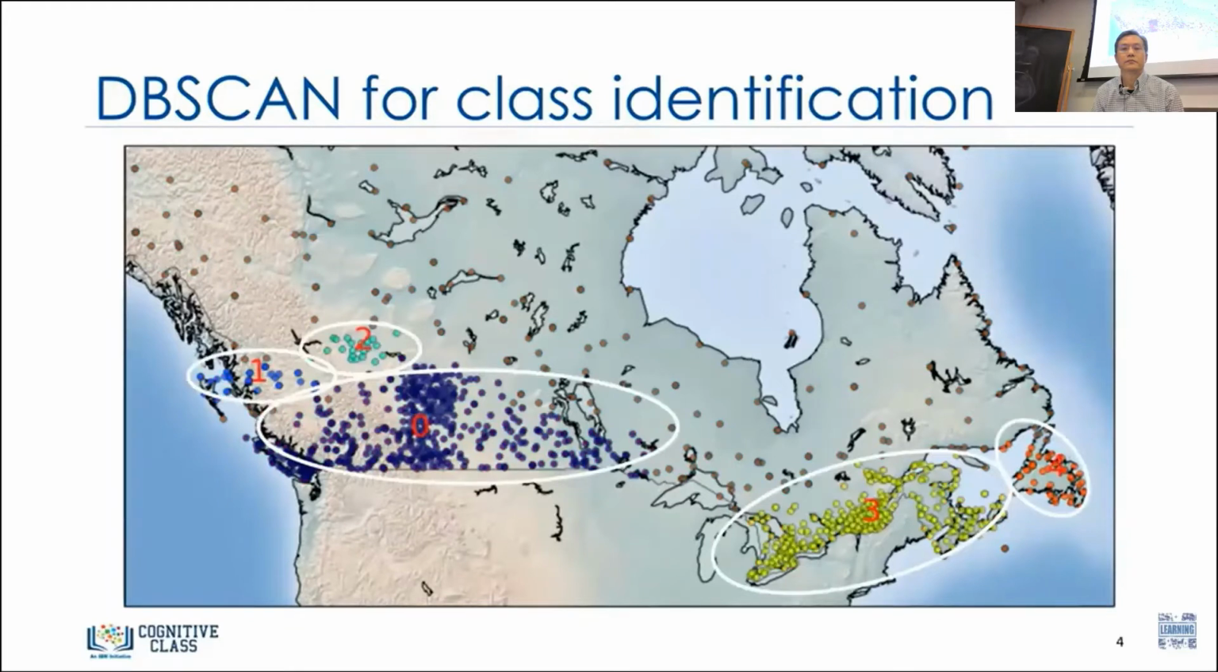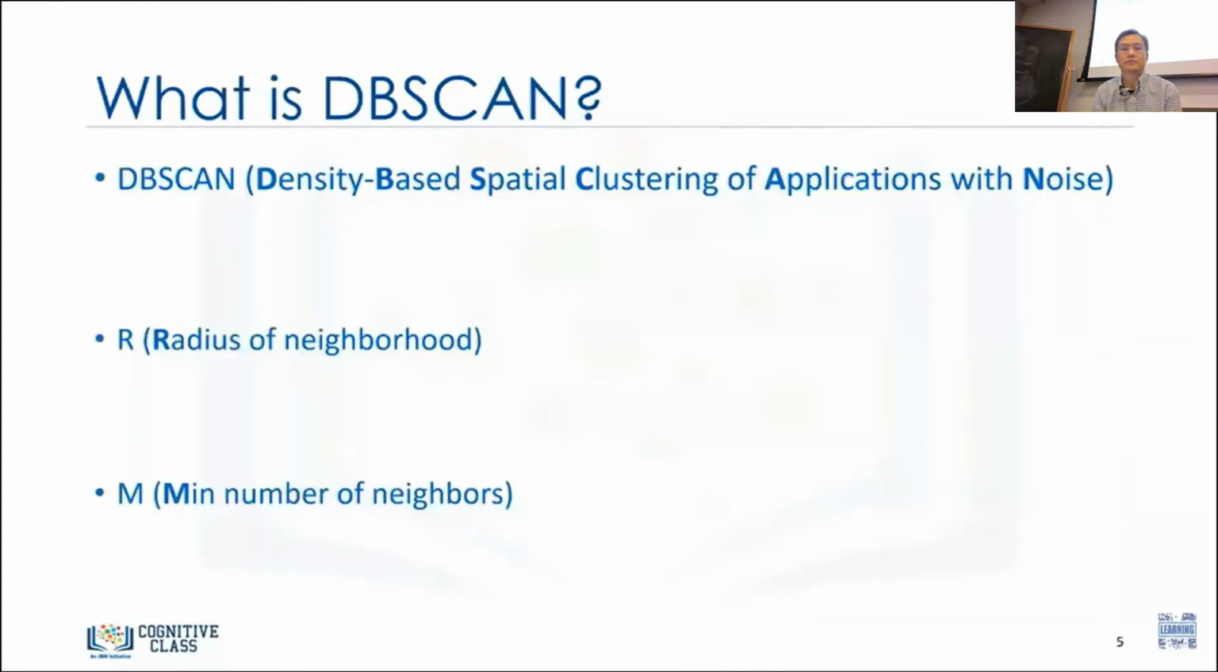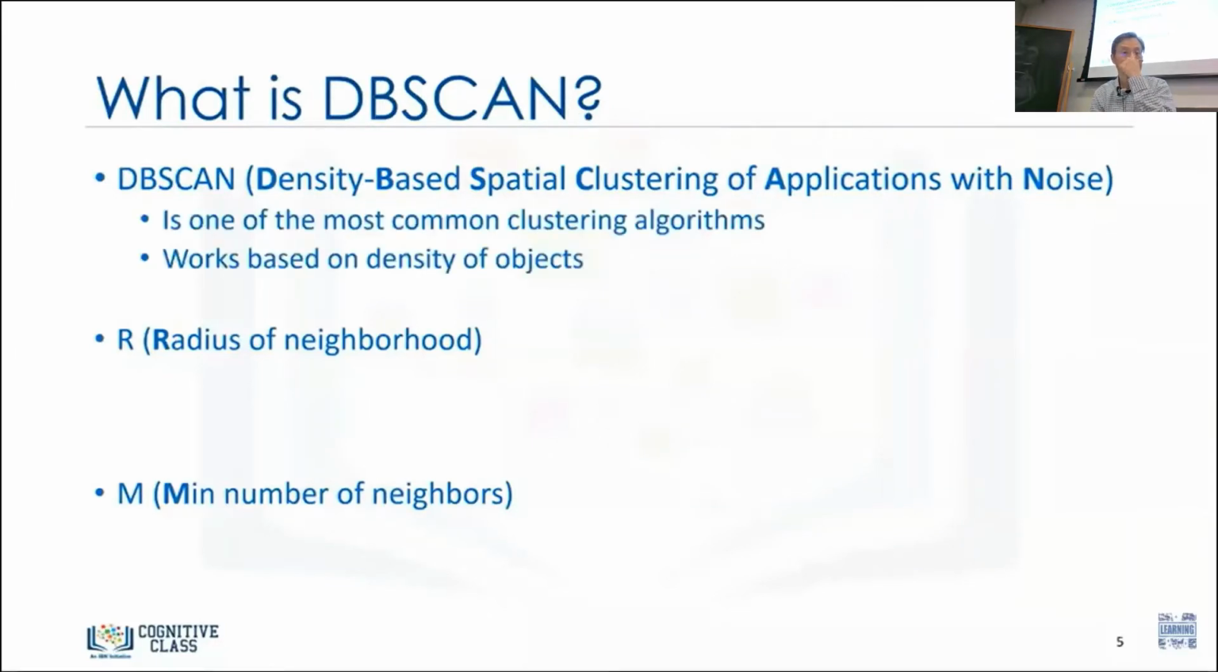DBSCAN can be used here to find a group of stations which show the same weather condition. As you can see, it not only finds different arbitrary shaped clusters, it can find the denser part of data-centered samples by ignoring less dense areas or noises. Now, let's look at this clustering algorithm to see how it works. DBSCAN stands for density-based spatial clustering of applications with noise. This technique is one of the most common clustering algorithms, which works based on density of objects.